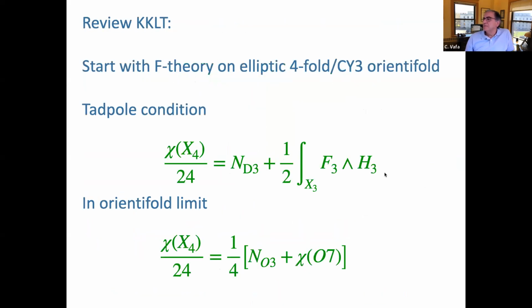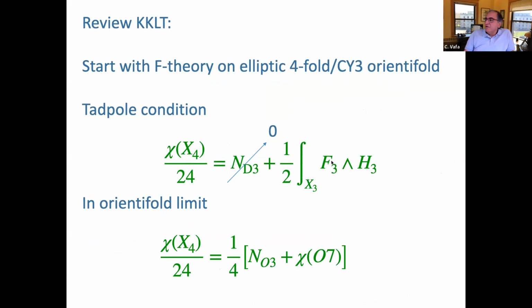So look at this formula here, the tadpole condition. And let's set the number of D3 branes to 0. Now, you say, okay, what do we want to do? We want to make these fluxes big in order to get small lambda, right? That's obvious. So you get bigger and bigger. Of course, this is bounded by chi.